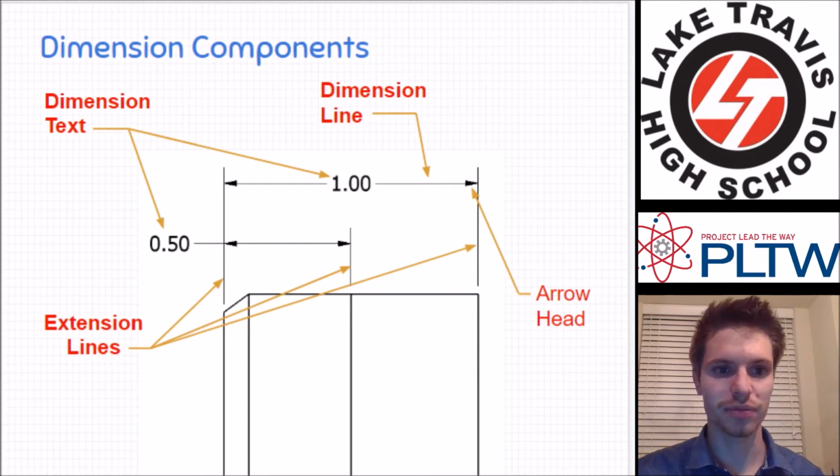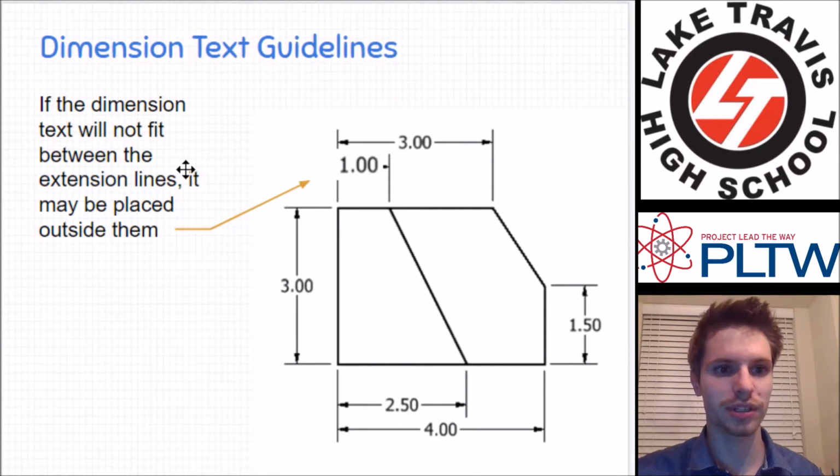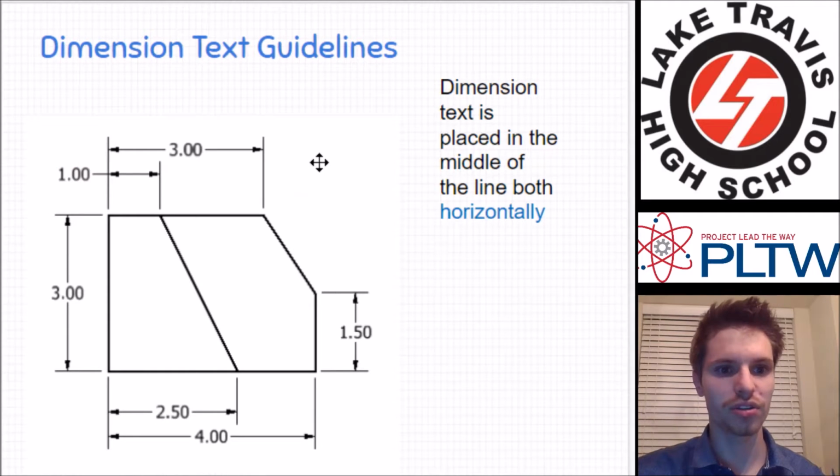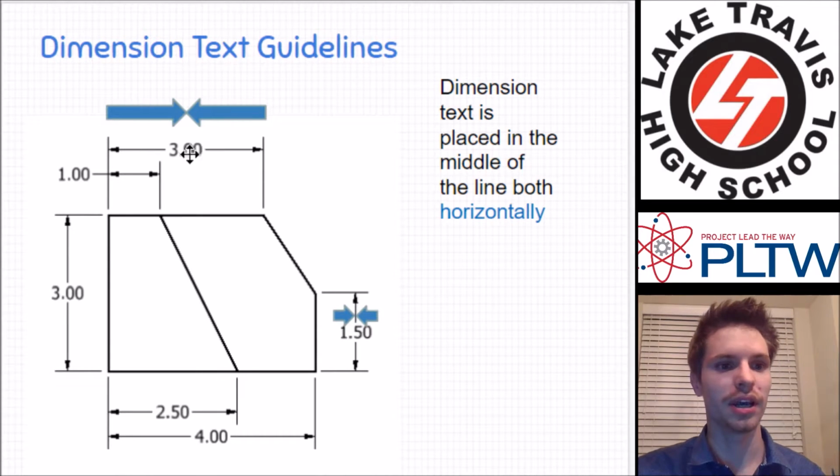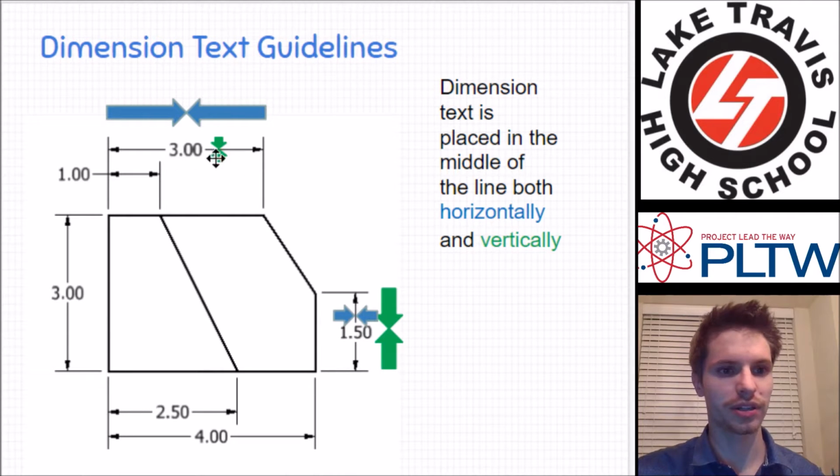Next, I want to talk about where to put dimension text, but before I do that, I want to talk about some of these terms. We've gone over extension lines. Those are the lines that extend the object lines, and dimension lines. Those are these lines with arrowheads on the ends, and then this is the dimension text. If we notice that it does not fit between our extension lines, we definitely want it to be outside the extension lines. Also, we want our dimension text to always be in the middle, horizontally and vertically. It doesn't matter where it is. We want it in the center, both directions.